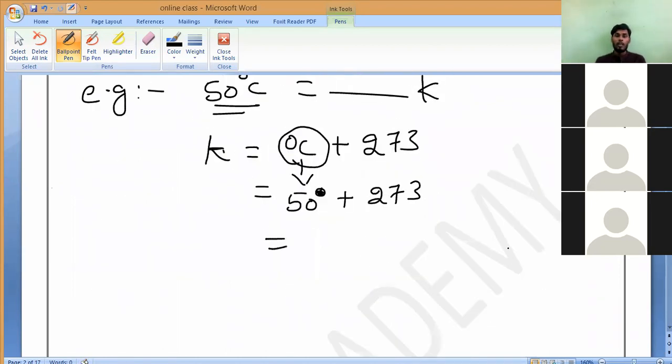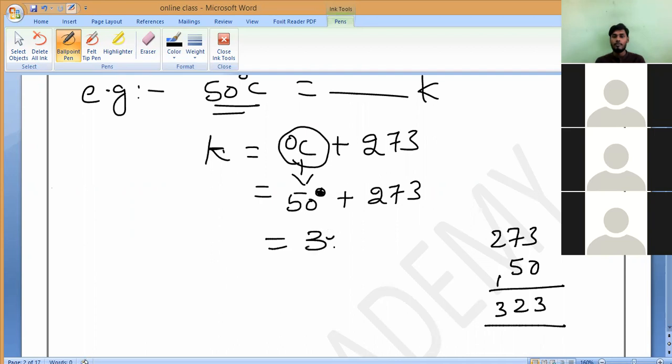So we can write it 273 plus 50. Kaushik, add it and tell me. 3 plus 0, 3. 7 plus 5, 12. And 3. So how much is it? 323. 323 Kelvin.